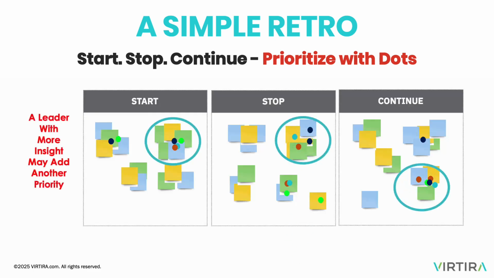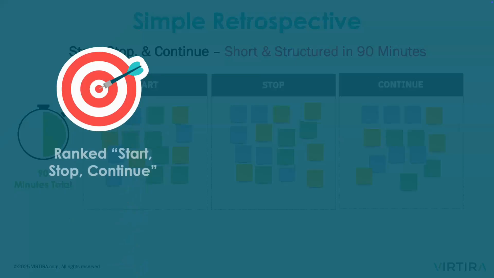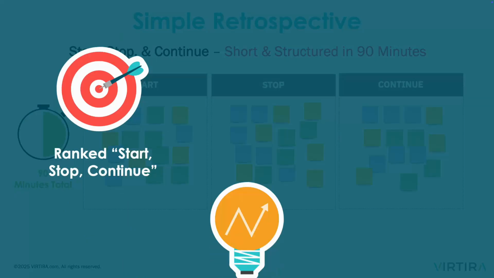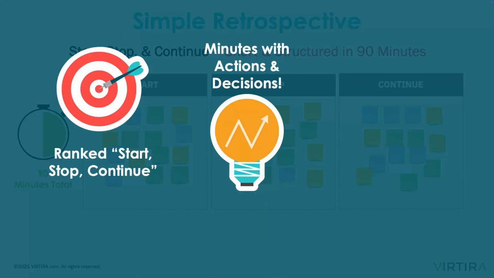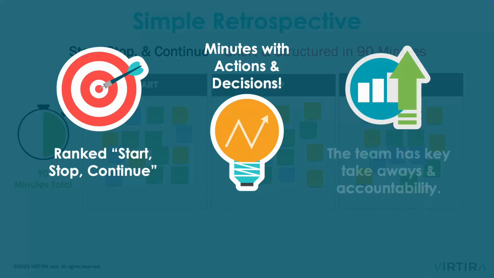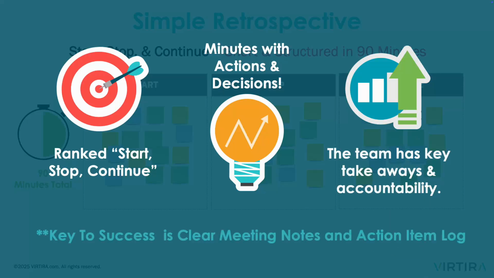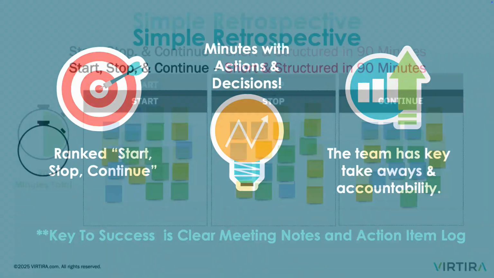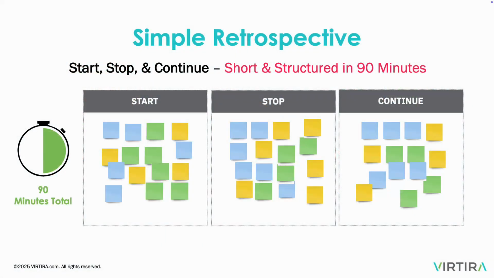Sometimes if you have a leader in the group, they might get 1 veto to move a theme up in importance. Now you have a ranked set of things to stop, start, and continue doing with action items and decisions to get where you want to go. If there are decisions, note these in the meeting minutes and also be sure that each action has someone accountable with specific time frames. Total time about 60 to 90 minutes, short, structured. And you leave with decisions and a clear action plan.